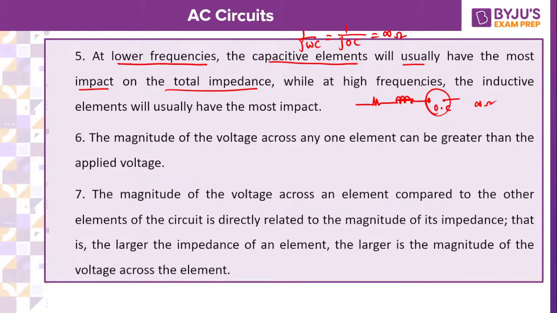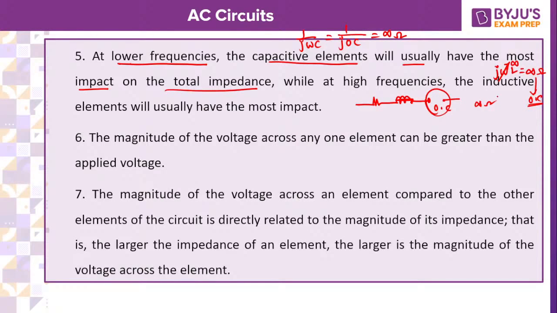While at high frequencies, the inductive nature is going to be much more dominant. Why? j omega L, infinite. At high frequency, infinite frequency, you are going to get infinite ohms. So this will look like an open circuit now. At low frequency, capacitance is much more dominant. At high frequency, inductance is much more dominant.